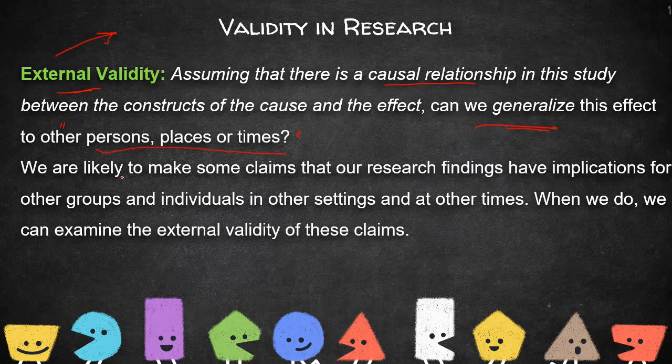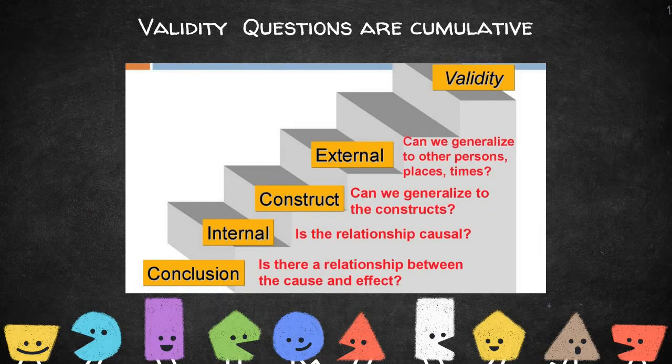So we are likely to make some claims that our research findings will have implications for other groups and individuals in other settings and at other times. When we do that, we examine the external validity of these claims. So just to recap, we started with the plane of observation, and the first step is our conclusion validity, where our central question is: is there a relationship between the program and the outcome? We observe it.